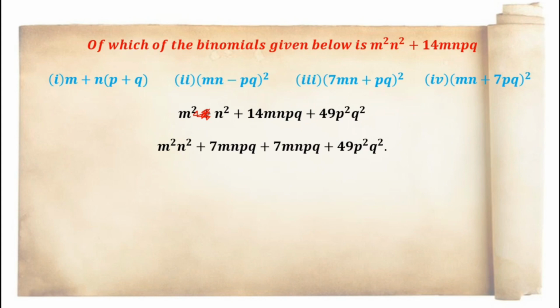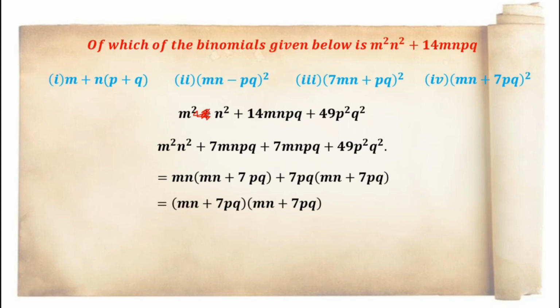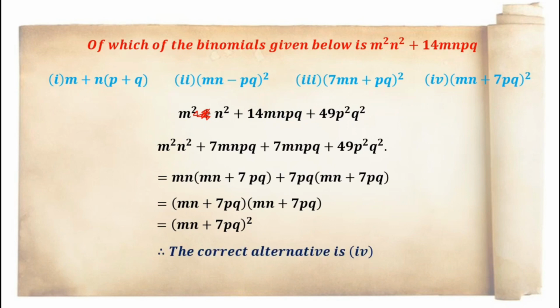Okay, so here you see that mn into bracket mn plus 7pq, plus 7pq into bracket mn plus 7pq, and you see mn plus 7pq in the second bracket as well, and that will be, in the second step, mn plus 7pq raised to 2. Okay, so the correct alternative is number 4 here.